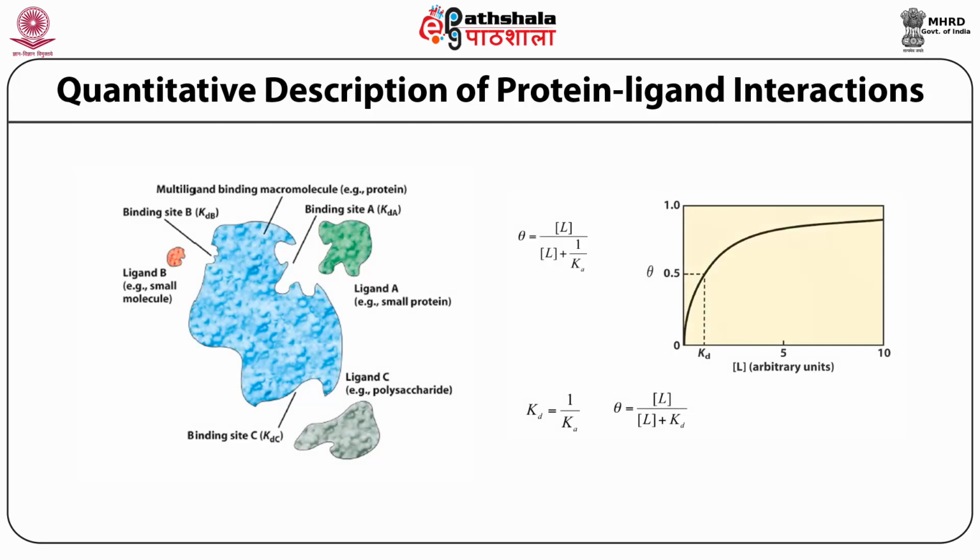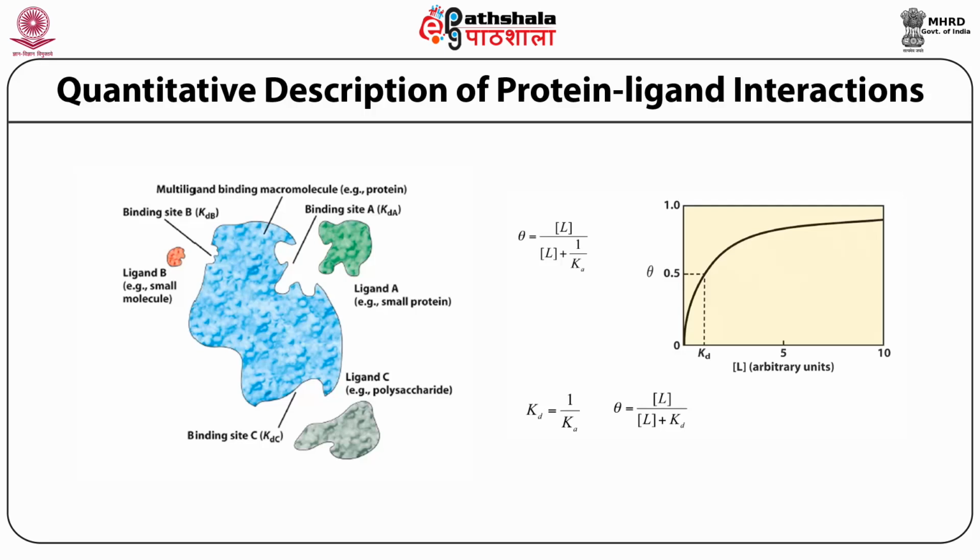Here we describe the quantitative description of protein ligand reaction. There are many types of interaction, such as multi-ligand interaction. They have more than one binding site. You can see here there are binding sites for ligand A, so the Kd value for A, the Kd value for B, and the Kd value for C are different.